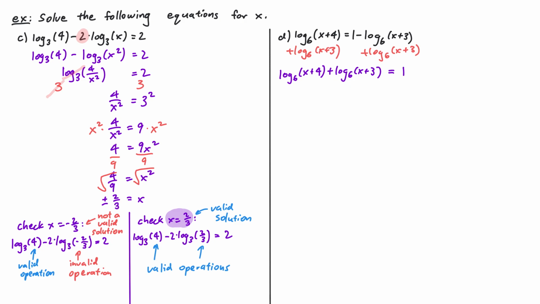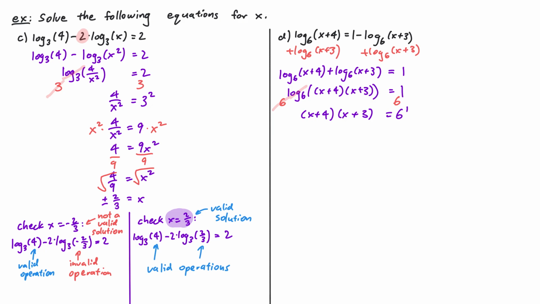Now, if I have a sum of two logarithms, we can combine the logarithms together by multiplying their insides. So we have log with base 6 of the product of x plus 4 times x plus 3 equals 1. Now that the logarithm is the last operation on the left-hand side, we can undo that logarithm by exponentiating both sides with base 6, which means we're going to do 6 to the power of the left-hand side and 6 to the power of the right-hand side. The log with base 6 cancels out with the exponentiation with base 6, leaving us with x plus 4 times x plus 3 on the left-hand side and 6 to the first power on the right-hand side.